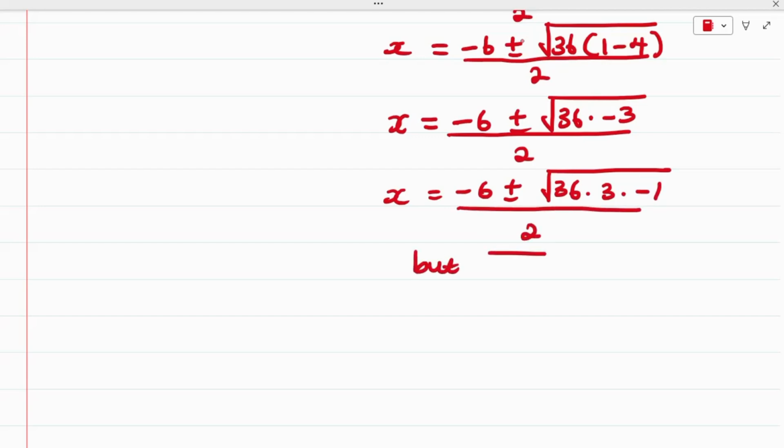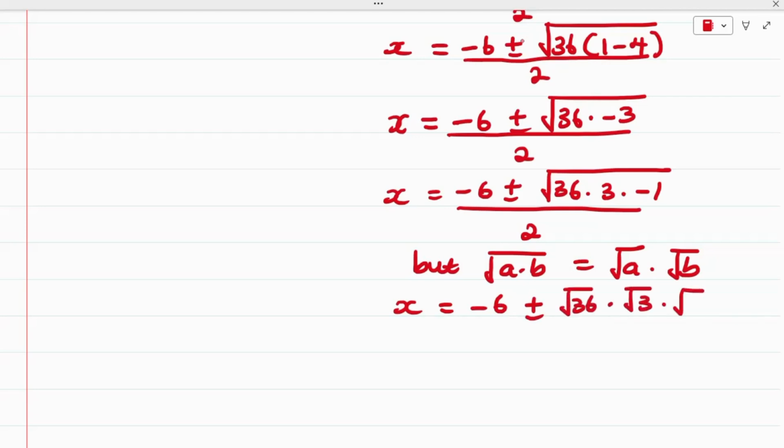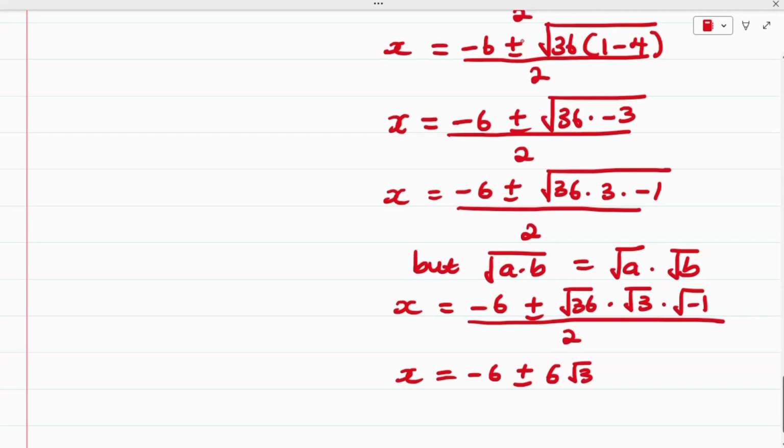But we know that if we have the square root of a multiply b, this is equal to the square root of a multiply the square root of b. So x is equal to minus 6 plus minus the square root of 36 multiply the square root of 3 multiply the square root of negative 1 divide 2. So x is equal to minus 6 plus minus the square root of 36 is 6 root 3, but the square root of negative 1 is i, and this is going to divide 2.